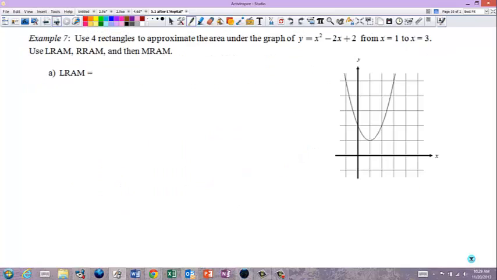Okay, so let's actually do some. Let's actually do a problem. It says use four rectangles to approximate the area under the graph of y equals x squared minus 2x plus 2 from 1 to 3. Okay, I'm going to go from 1 to 3 and I want to use four rectangles. I'm going to go halfway, then I'm going to go halfway again. This is an LRAM, so I'm going to go to there. I'm going to go up. Left endpoint. I go up my left first and then I bring it down. Left endpoint. And there's my four rectangles.